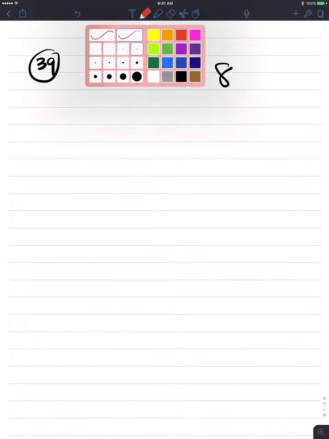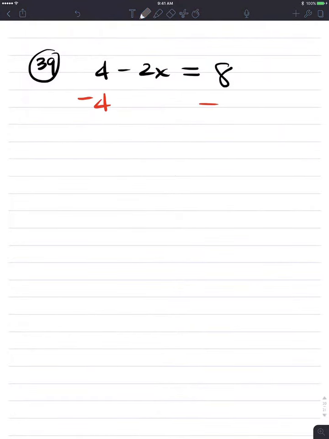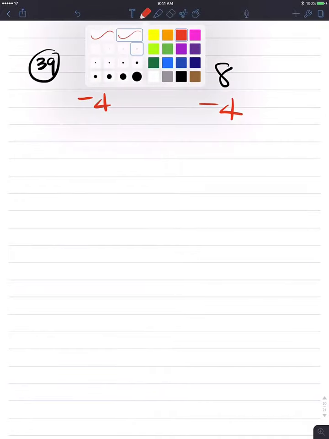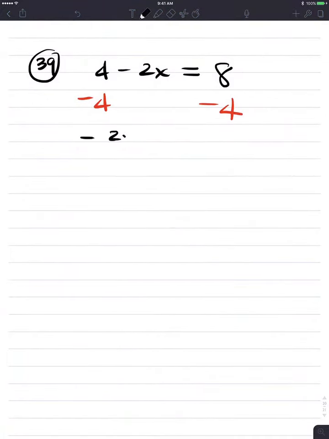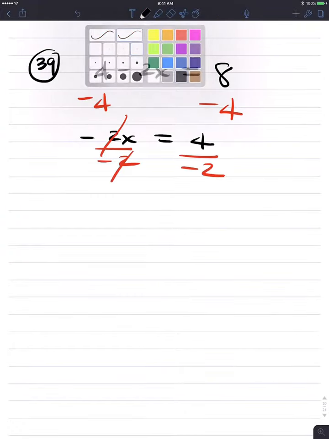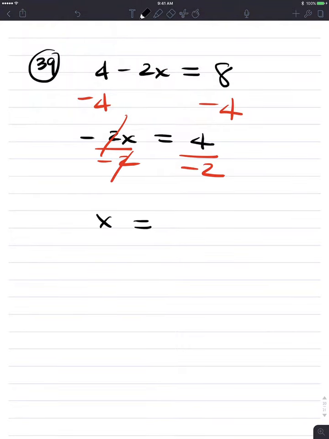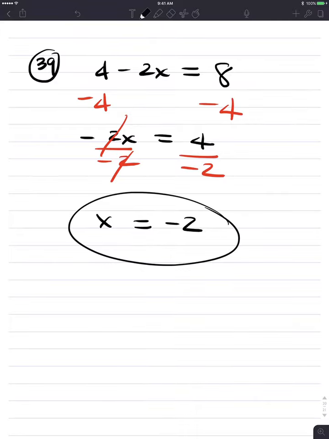Number 39: 4 minus 2x is 8. Again, we have to get x by itself, so we're going to subtract 4 from both sides to remove the 4. You have negative 2x is 8 minus 4, which is 4. We're going to divide both sides by negative 2. The negative 2's cancel, and we get x equals positive over a negative, which is negative. That's number 39.